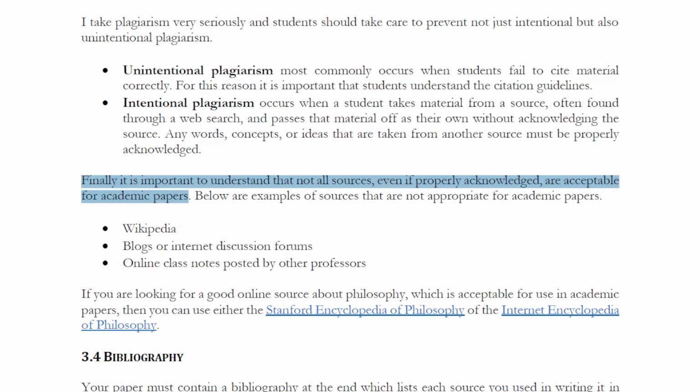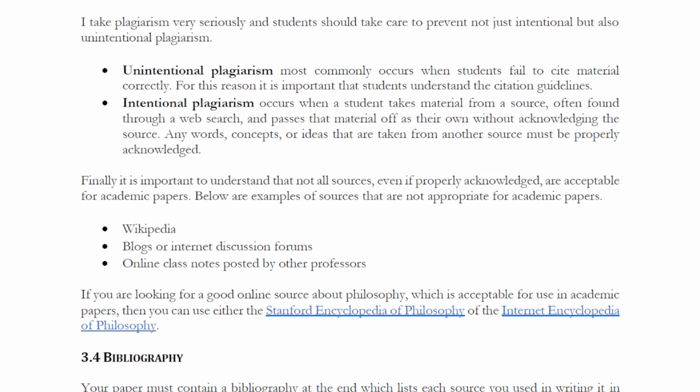Furthermore, it is important to understand that even if cited, not all kinds of external sources are appropriate for this kind of assignment. For an academic paper, you should generally only use sources that are peer-reviewed. So this means that sources like Wikipedia, internet blogs or discussion forums, or online class notes posted by other professors are all not appropriate for this assignment. This latter example is particularly important because this is one of the most common ways, along with Wikipedia, in which students end up engaging in plagiarism. This is not to say that none of these things have value. Wikipedia, for example, is a very valuable website which has made vast quantities of information available to many people. However, this source simply is not appropriate for an academic paper simply because it is not peer-reviewed.